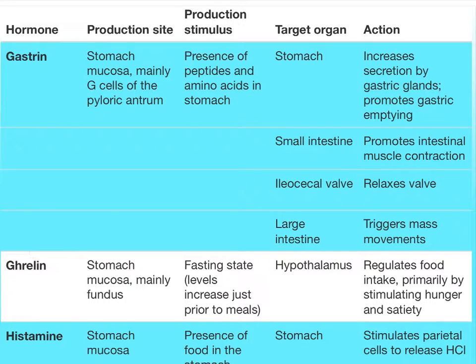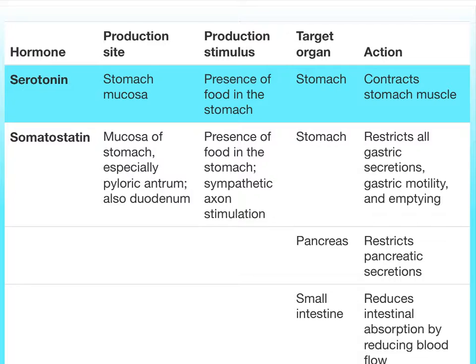Ghrelin is another hormone produced by the stomach mucosa. It is particularly going to be triggered by a fasting state, and it ultimately tells the hypothalamus, hey, it's time for us to start eating again. Histamine, another very common hormone that we've mentioned in various instances in relation to blood vessels, in relation to the respiratory system. This is also produced by the stomach mucosa in response to the presence of food, and it's going to stimulate the stomach itself to start releasing hydrochloric acid by the parietal cells. Serotonin, also produced by the enteroendocrine cells, impacts the stomach to start contracting.